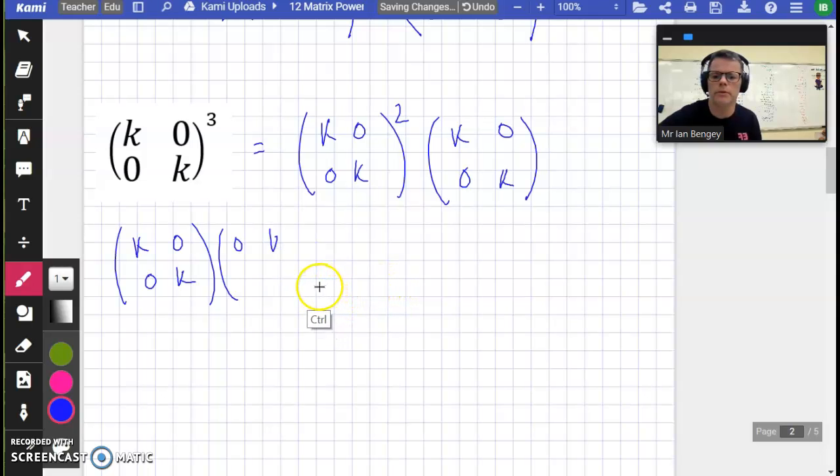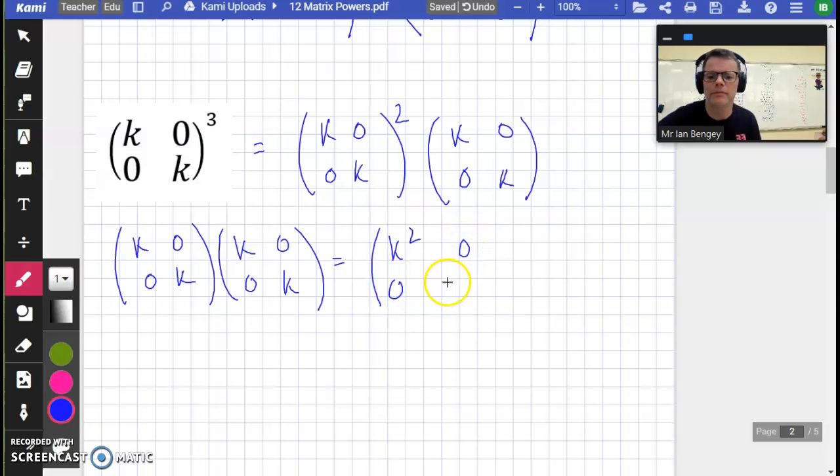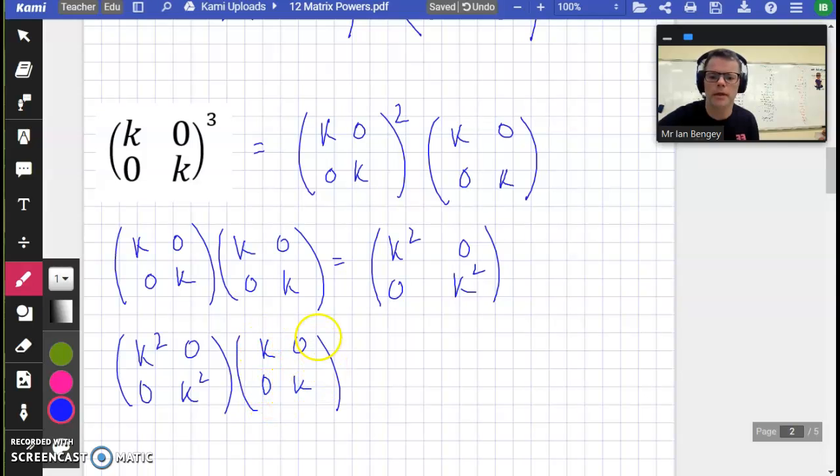Whoops. Let's just quickly go back there. I don't know what came over me there. [k, 0; 0, k]. We get k squared, we get 0, we get 0, and we get k squared, absolutely. And then you can see why this happens once you start working this through. And you do get, as we expected, k squared times k plus 0, k squared times 0 plus 0 times k, that's a 0, 0 times k plus k squared times 0, that's a 0, and 0 times 0 plus k squared times k, that's a k cubed. So we do get the result we expected.